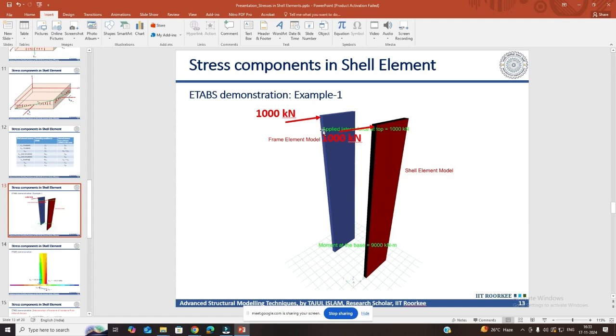So from the free body diagram, you can easily determine that if a 1000 kilonewton load is acting here, and the height of the member is 9 meters, then the bending moment at the base will be 9000 kilonewton meter. So this is your externally applied moment. Now if you compare this externally applied moment with the internal moment, both should be the same from the equilibrium point of view. Otherwise your equilibrium will not be satisfied. So that equilibrium we'll try to analyze now.